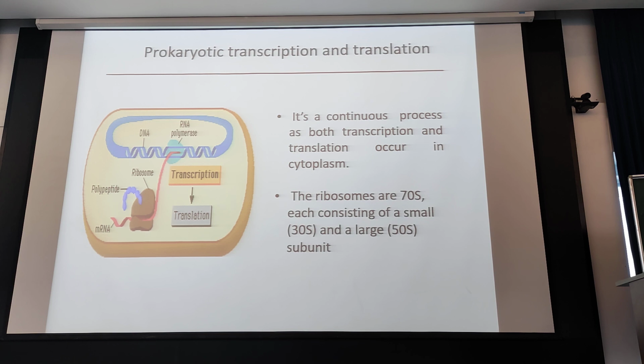One more thing, in the prokaryotic cell, the ribosome complex is combined from two subunits, the small one and the large one. The whole ribosome is 70S, which contains the small subunit, 30S, and the large subunit, 50S. Okay.